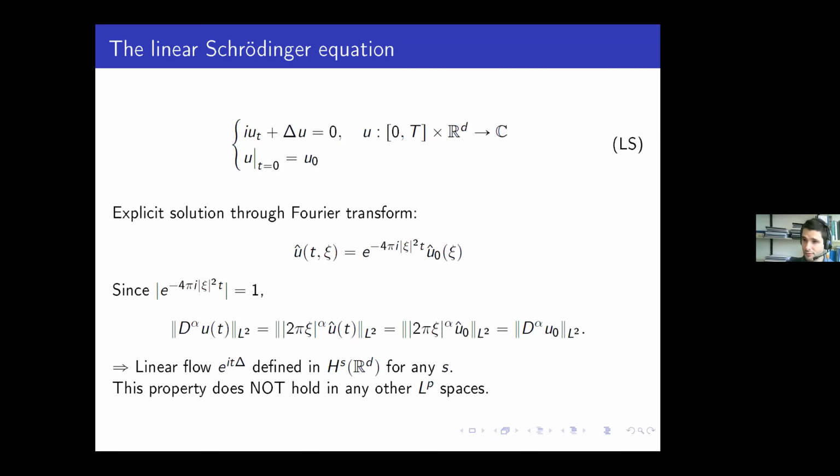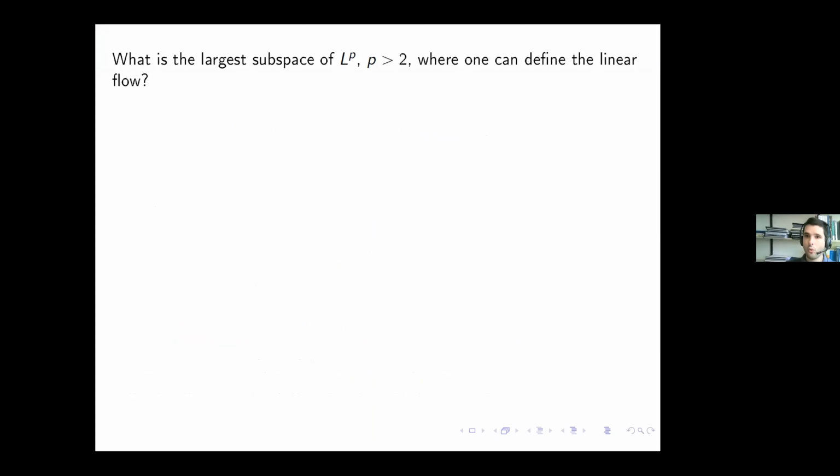This property, unfortunately, does not hold in L^p. I've used here quite essentially Plancherel's theorem, and you cannot use it in L^p. You can actually show that the flow is not well defined in L^p: there exists initial data in L^p for which the solution is not in L^p. So if I cannot define the flow in L^p, I can ask, what is the largest subspace on which I can define the linear flow?